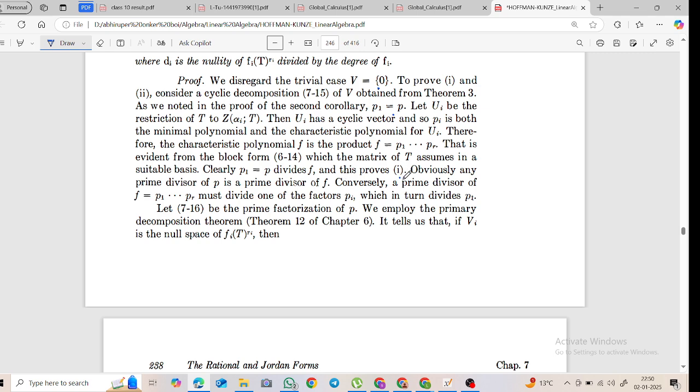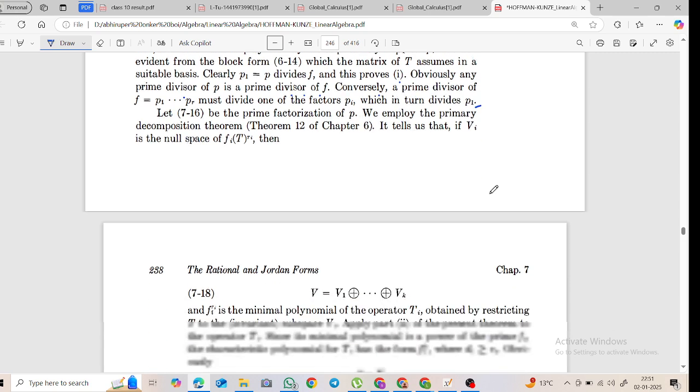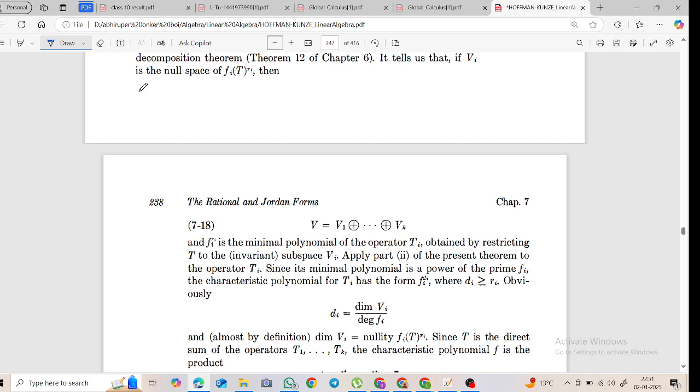And this proves 1. Obviously, any prime divisor of P is a prime divisor of f; conversely, a prime divisor of f must divide one of the factors Pi, which in turn divides P1. Now let P be the prime factorization as before. We employ the primary decomposition theorem. It tells us Vi is the null space of Fi of T to the power Ri. Yes, that is the primary decomposition of V.